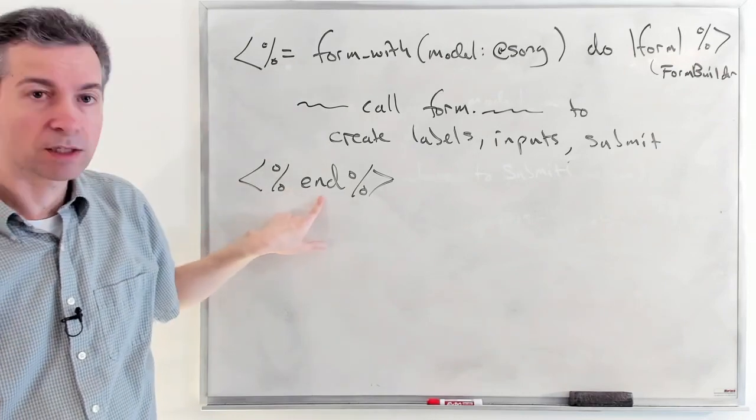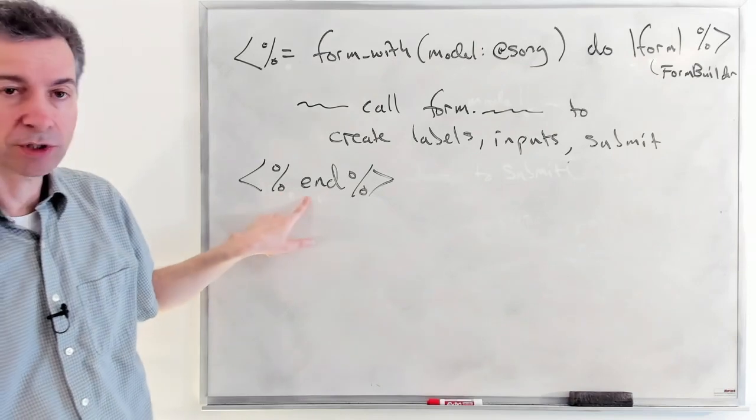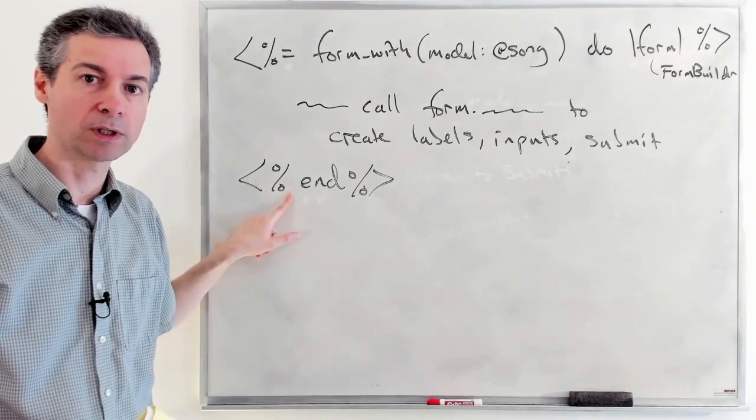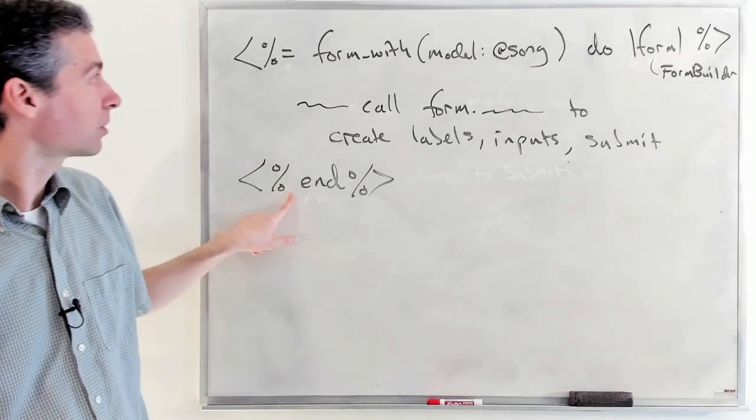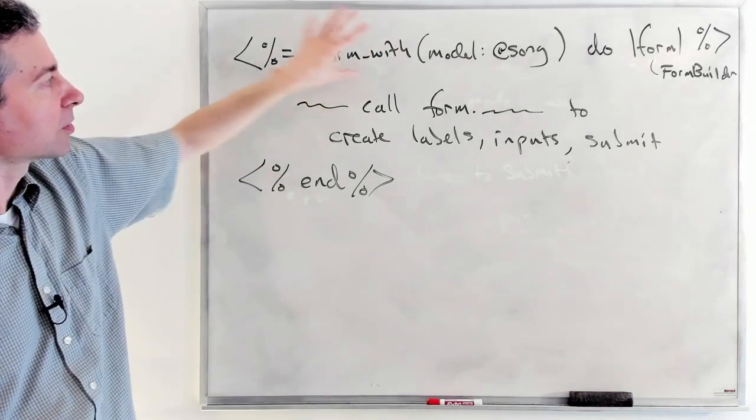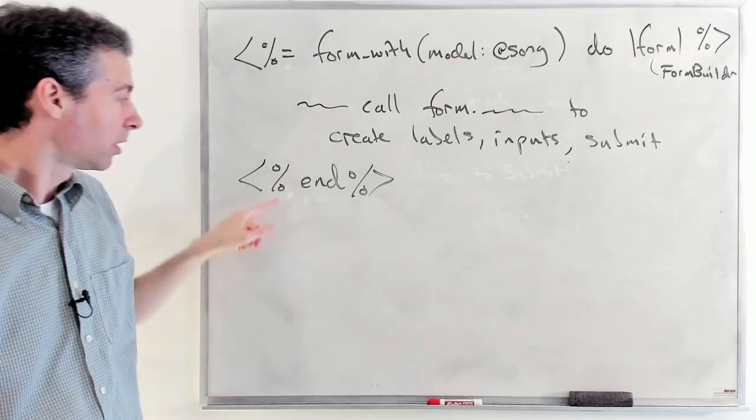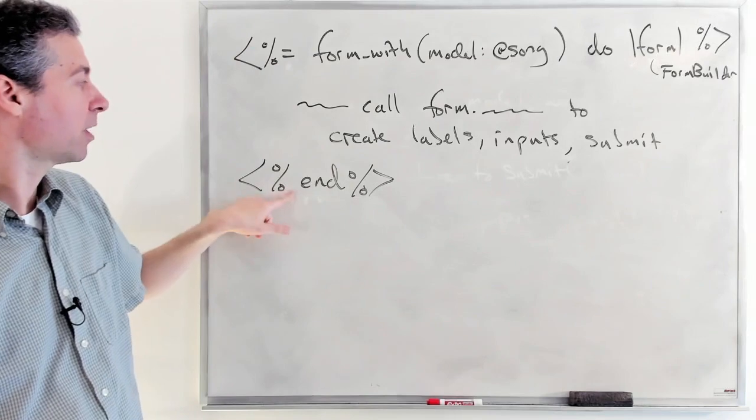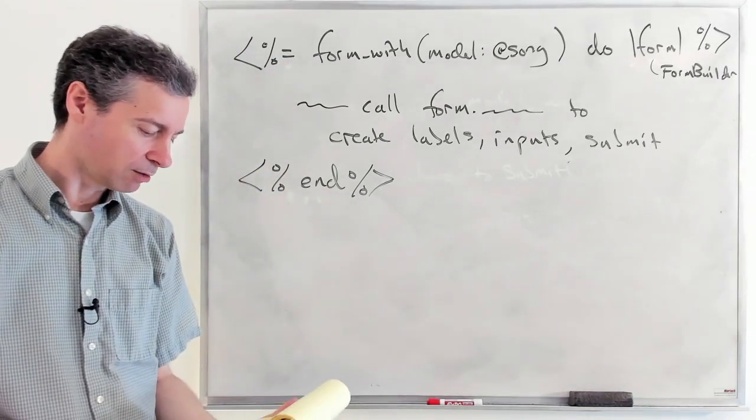Note that this end here does not have the equal sign. So end does not return a value. Don't be putting an equal sign in there. A lot of you might make that mistake and then not understand the error message. So keep in mind, we always have to know which code returns a value that we need to have spit out in the view, and what is just Ruby code that's part of the syntax. So end doesn't get one, but form_with does. All right.